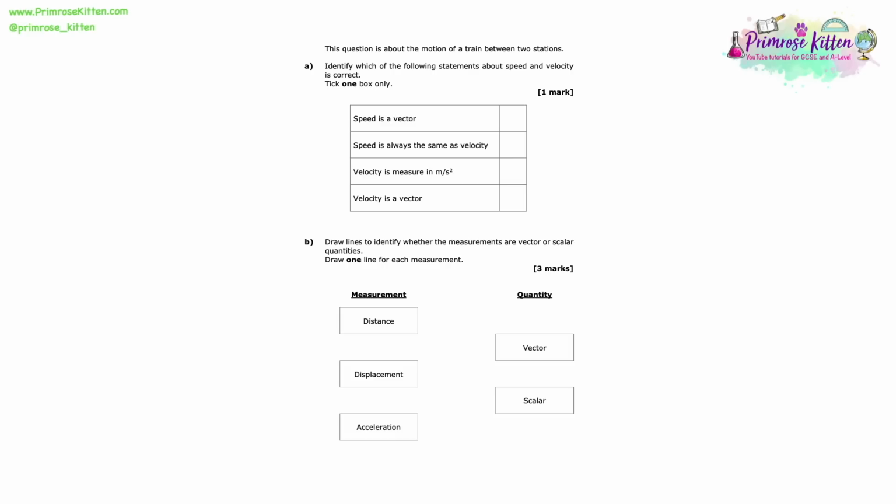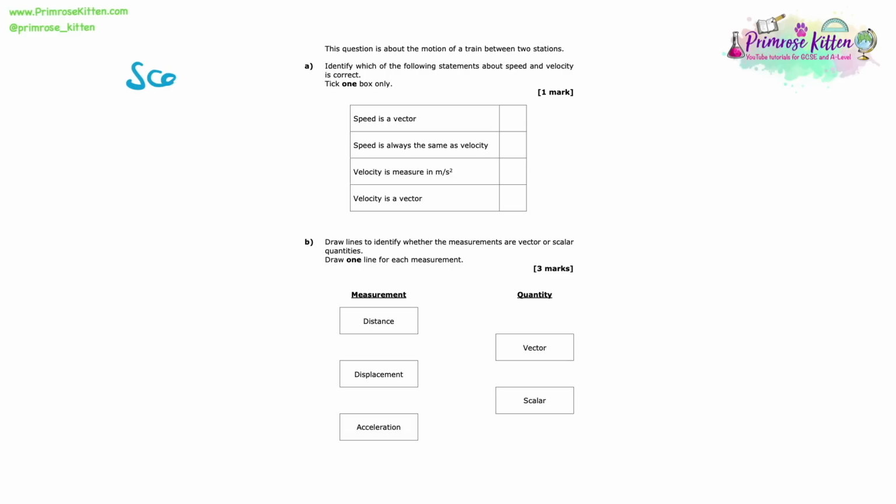This question is about the motion of a train between two stations. Identify which of the following statements about speed and velocity is correct. Now looking at these options, I can see that the first and second one is talking about vectors versus scalars. So I think it's worthwhile we just talk about quickly what the difference is between a vector and a scalar.